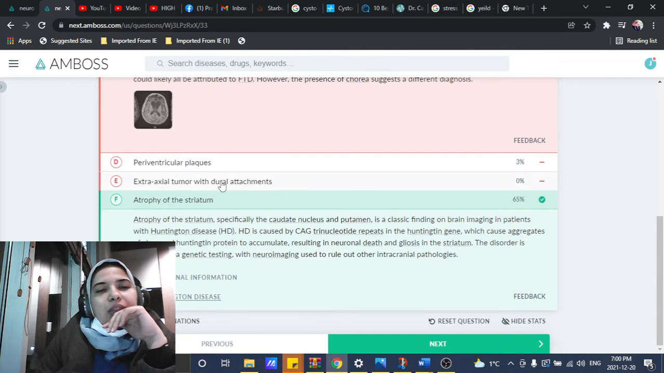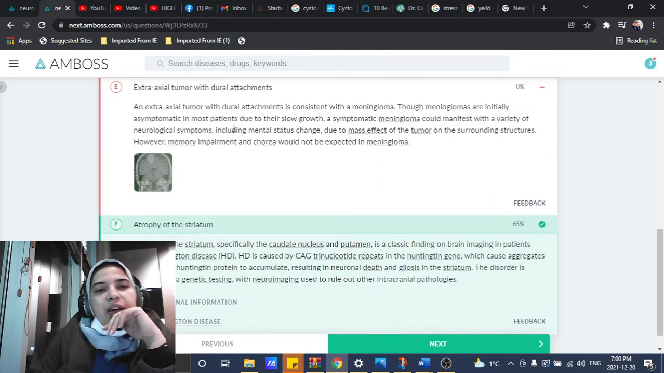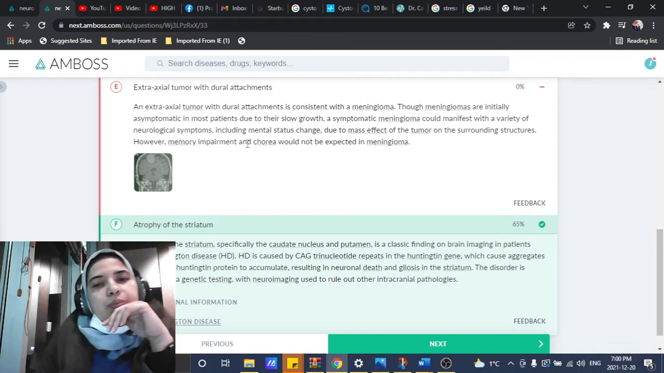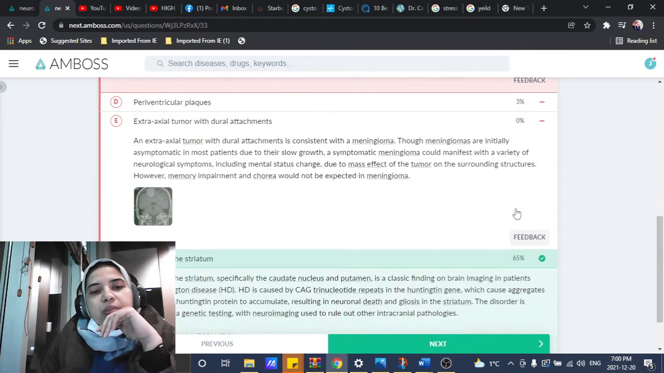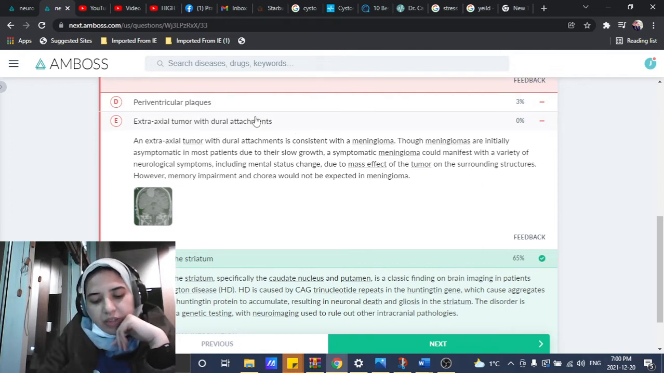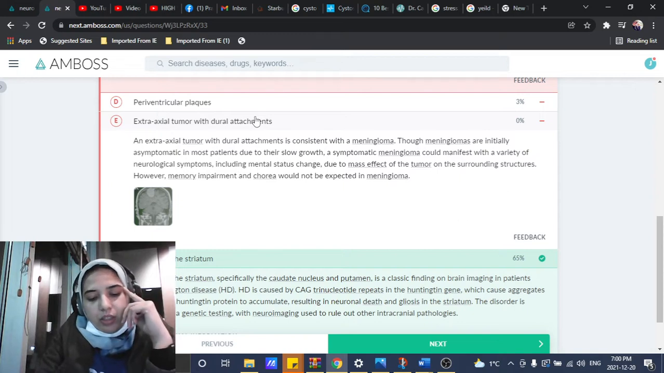I'm not seeing tumor, because if he had an extra axial tumor, generally speaking, you would have things like seizures and other symptoms, and symptoms of increased intracranial pressure. Extra axial tumor with dural attachment is a keyword for meningioma, so I'm just going to write that down to remind me. So meningioma equals extra axial with dural attachment.